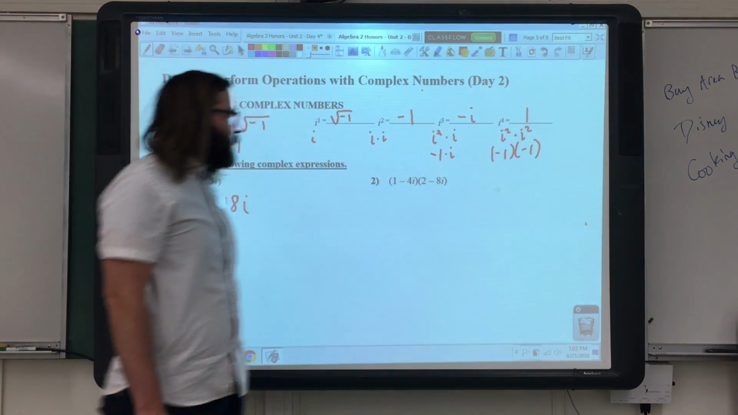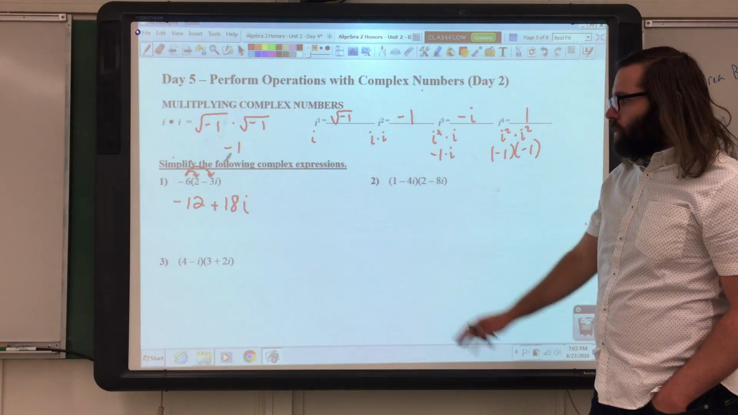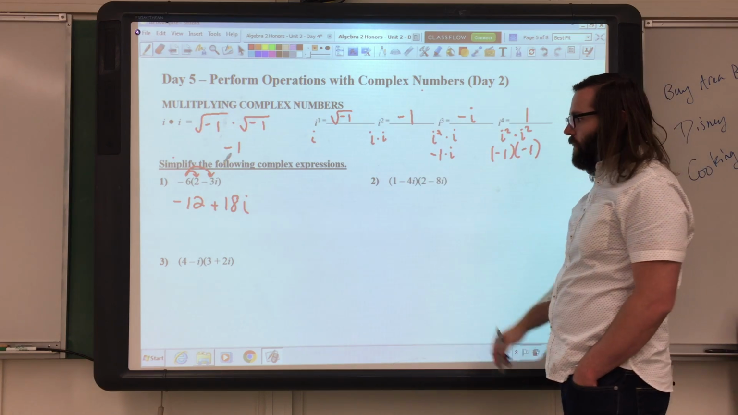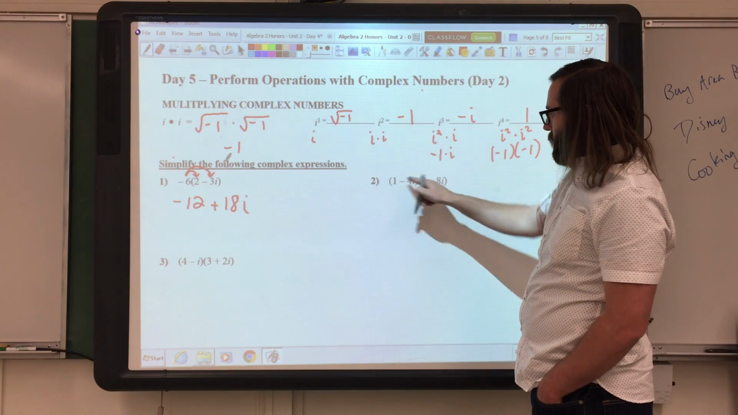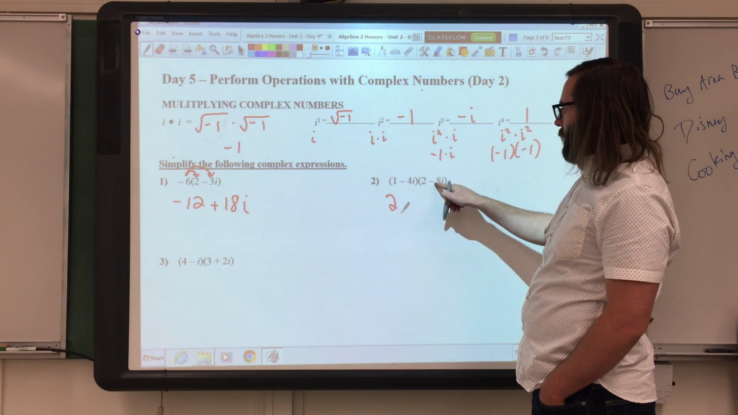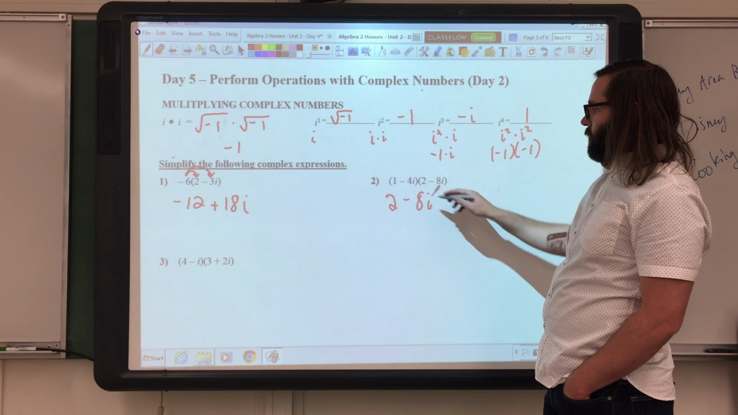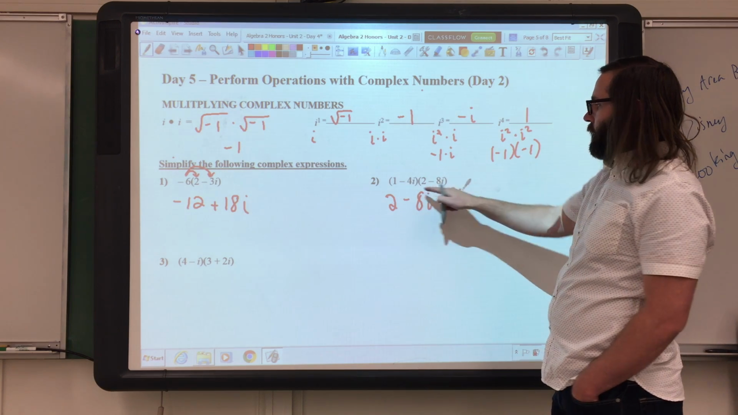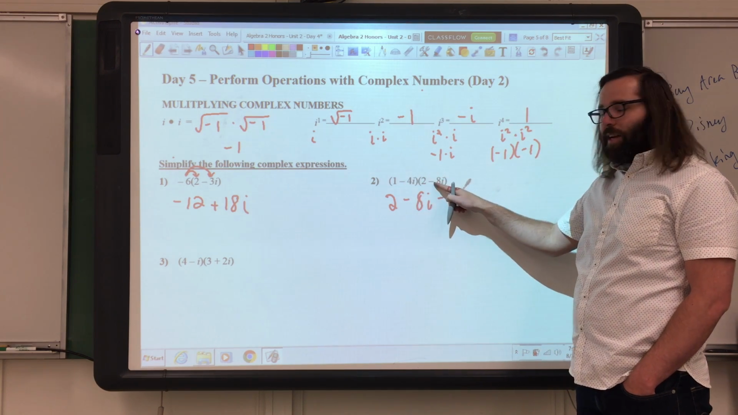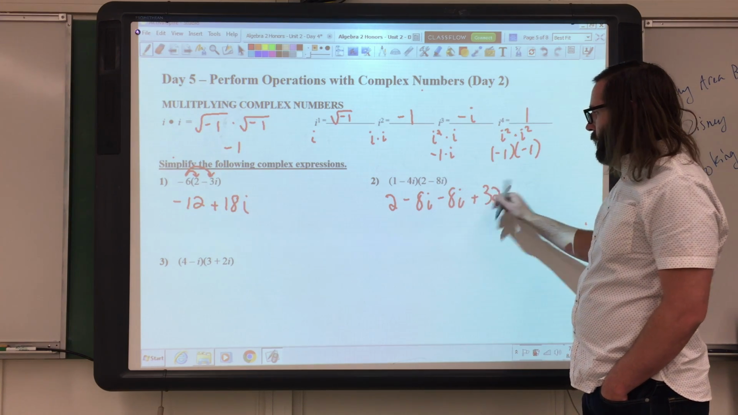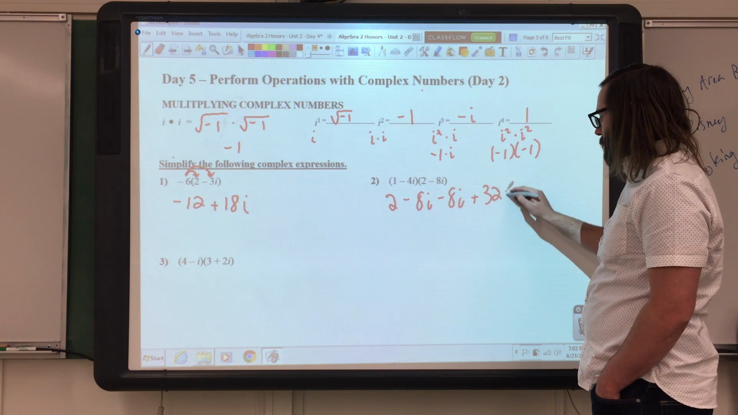So let's take a look over here. It's just FOIL. Just pretend these are x's until we get a little further down. Okay, so 1 times 2 gives you 2. 1 times negative 8i gives you negative 8i. Negative 4 times 2 gives you another negative 8i. Negative 4 times negative 8 gives you a positive 32. Now we have i times i, which is i squared.